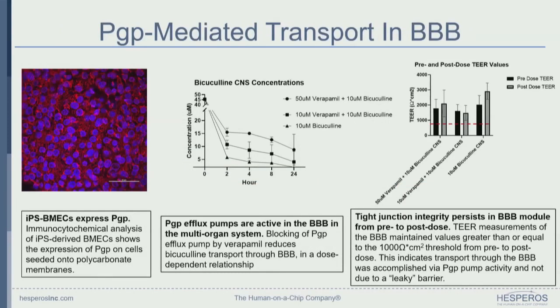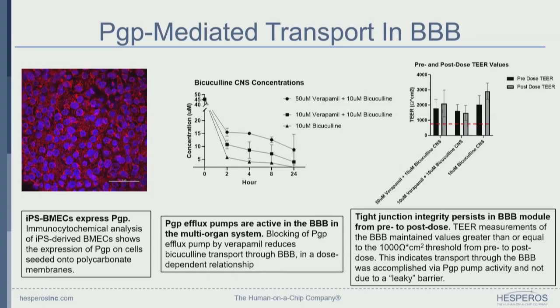Now looking at a second marker for transport, here we're looking at the PGP-mediated transport. On the left here is the immunocytochemistry showing you the existence of those transporters. In the middle is looking at the active data that we collected. What you see here at the very bottom is just bicuculline alone, which passed freely through the BBB when dosed on the other side in this case, which you saw that it did. But when you start blocking with higher and higher levels of verapamil, which block the PGP pumps, you see a decrease in the blood-brain side transport down to the blood side.